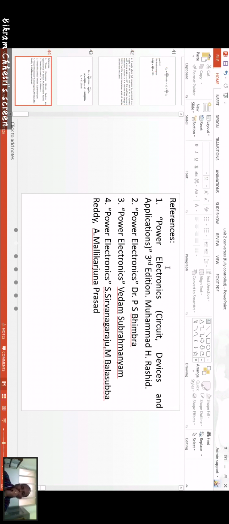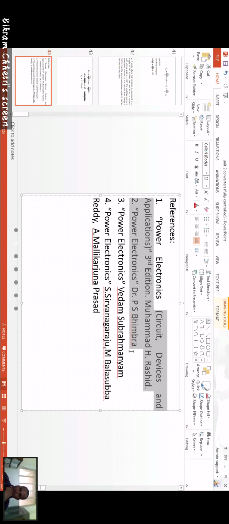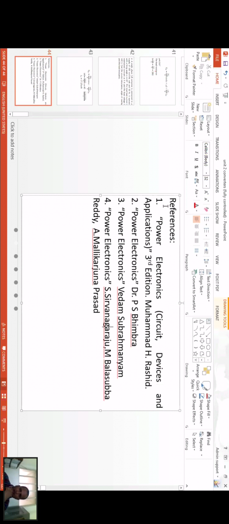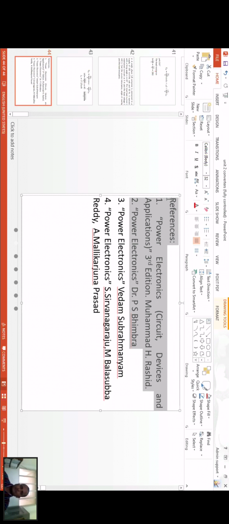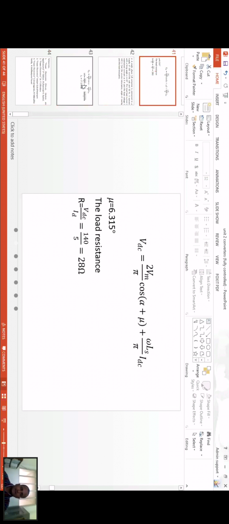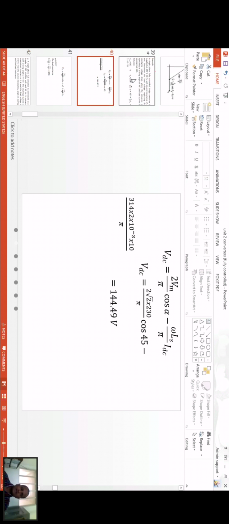Whatever is there in the PPT is all taken from Rashid. Most of these things are taken from Rashid, Bimra and Subramaniam. If you have these two textbooks, it's more than sufficient. I have already circulated these two textbooks to you. Even if you do not have a hard copy, the soft copy of PS Bimra and Rashid is with you. Please try to solve this problem, and if you face anything, we'll discuss in the next class.